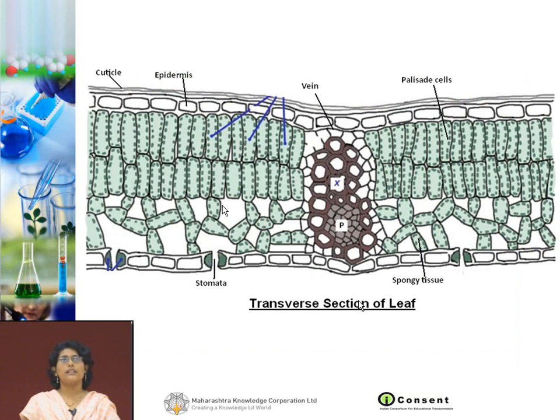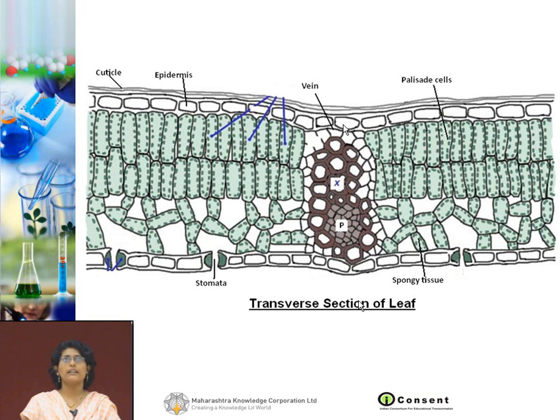Let us now explore the transverse section of the leaf. The outermost layer is the cuticle. This gives protection to the leaves from excessive water evaporation. Then the next layer is the epidermis. Below that are the palisade tissue and the spongy tissue. The chlorophyll or chloroplast molecules are present in the palisade tissue and the spongy tissue. That's why you can see here the green pigmented plastids are present.